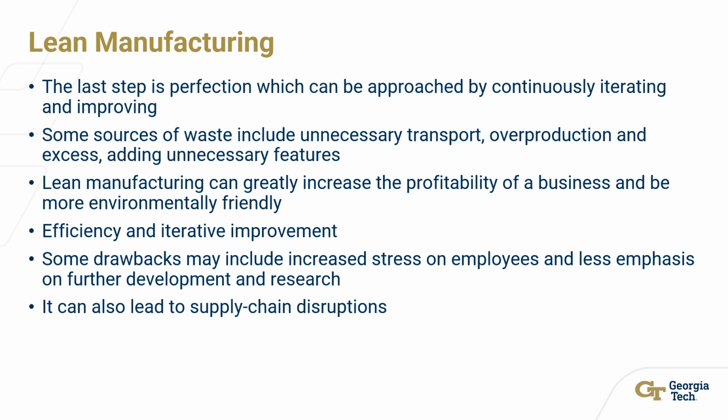So lean manufacturing can be a great way to increase the profit lines and profit of the business, and also be more environmentally friendly. I was really drawn towards it because of the efficiency and iterative improvement that is involved with it. There are some drawbacks to consider, like increased stress on employees due to these fine margins and less room for error. It can also lead to less emphasis on further development and research if you're so concerned with getting rid of waste and things like that. It can also lead to supply chain disruptions, similar to just-in-time manufacturing methods.